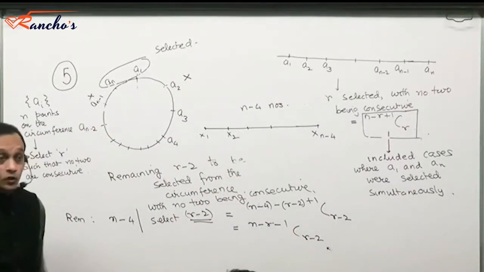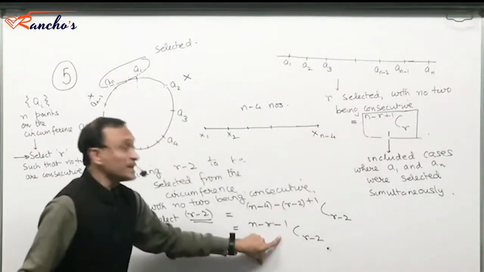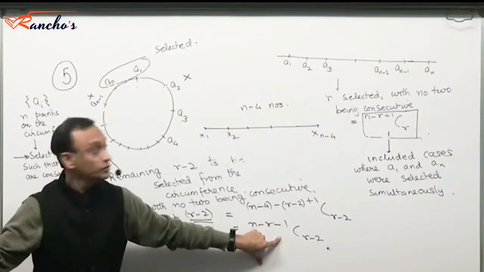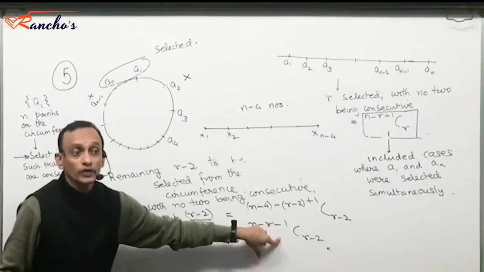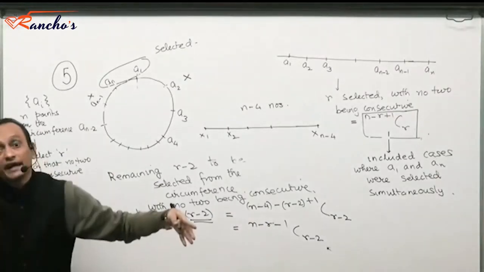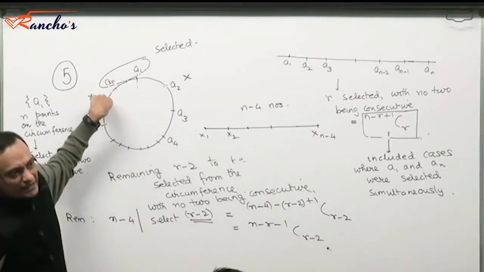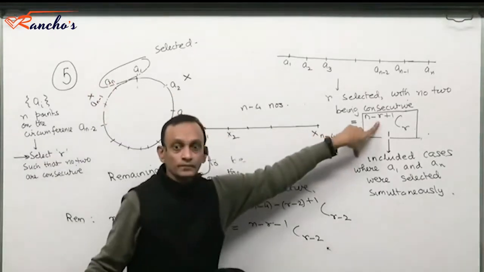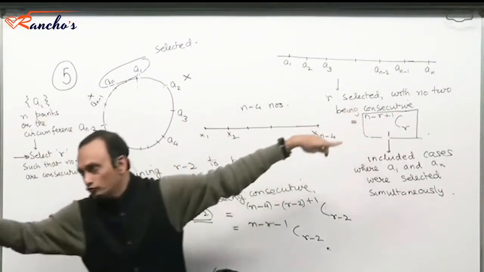Yes or no? So these were the total number of cases, and these were the cases in which a1 and an were together. I will have to remove those cases, right? From the total, I will have to remove those cases in which a1 and an are together, because on a circle, a1 and an can't be together. On a straight line, a1 and an could have been simultaneously selected, but on a circle, a1 and an can't be selected together. So for a circle, this would have been the case if I had allowed a1 and an to be selected together. But I'll have to remove those cases.